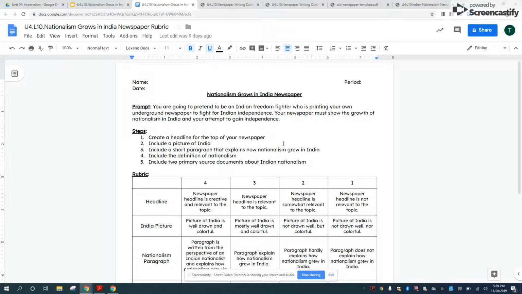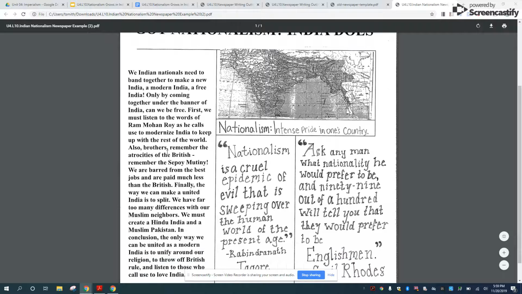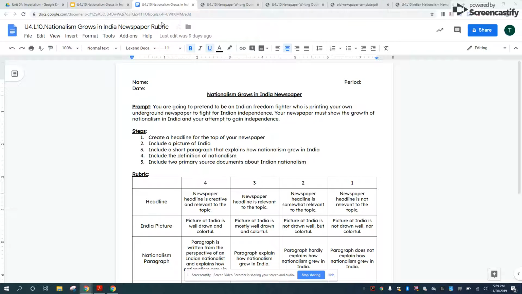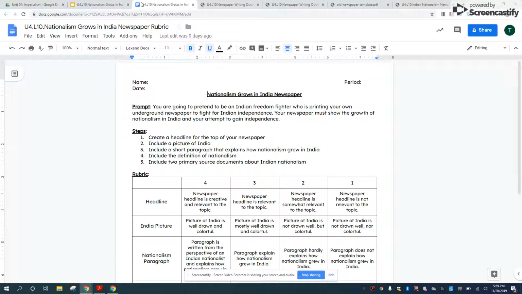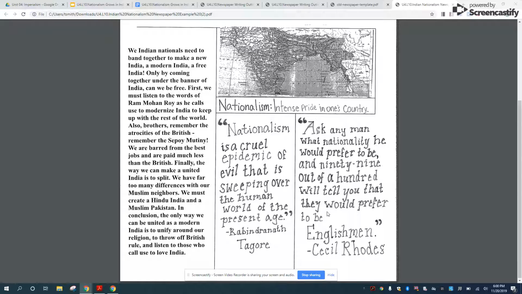3. Include a short paragraph that explains how nationalism grew in India. Here's my paragraph. It looks longer just because it's weird margins. 4. Include the definition of nationalism. And 5. Include 2 primary source documents about Indian nationalism. Here I have 2 quotes, both about Indian nationalism. Now, if you're finding it difficult to find quotes about Indian nationalism, you may include quotes about nationalism in general.